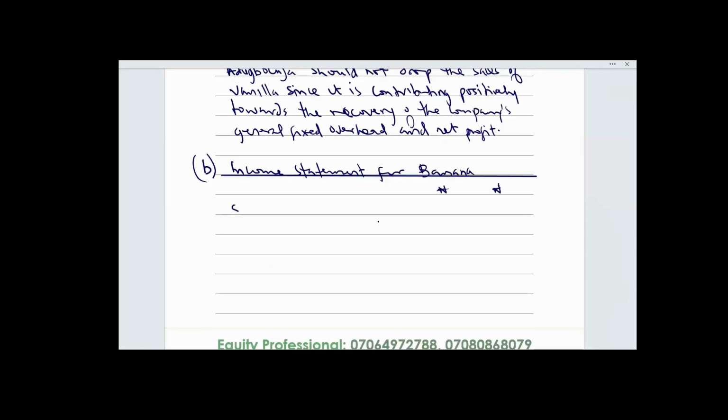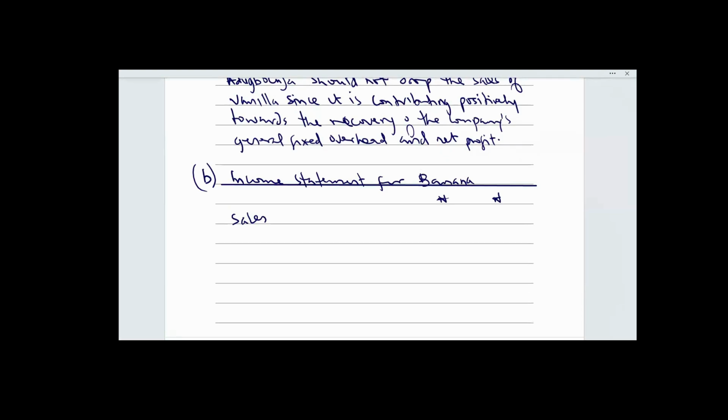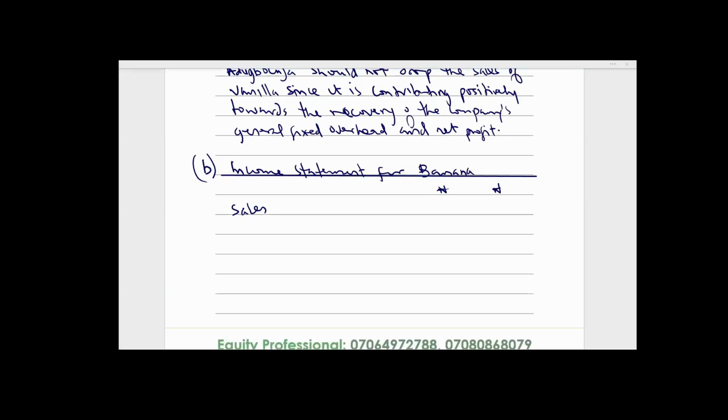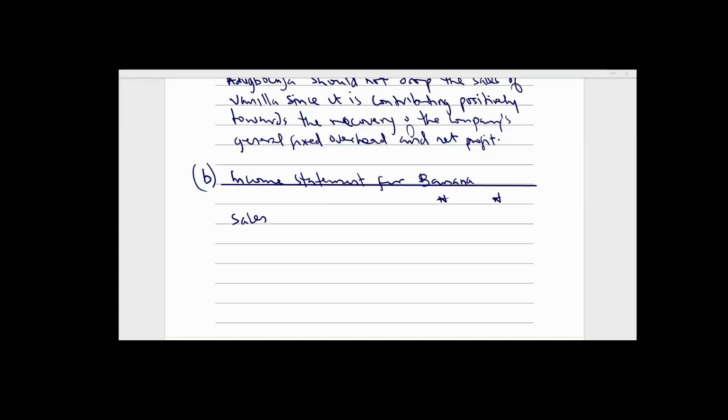So you pick the sales value of banana. You have been told that banana will sell for 50,000 naira. The company will incur variable cost of 30,000 naira, and there's a direct fixed cost of 6,000 naira. So here is 50,000.